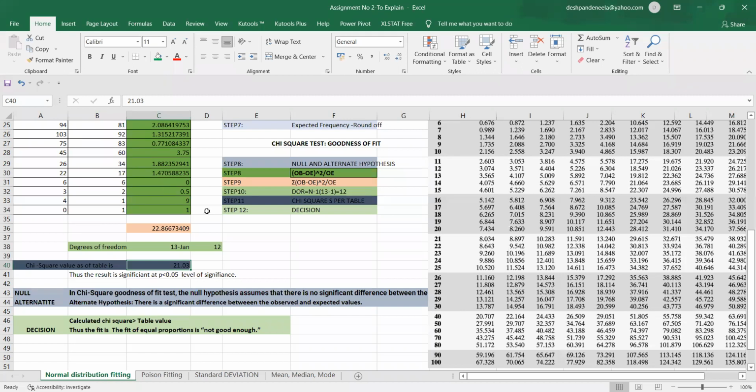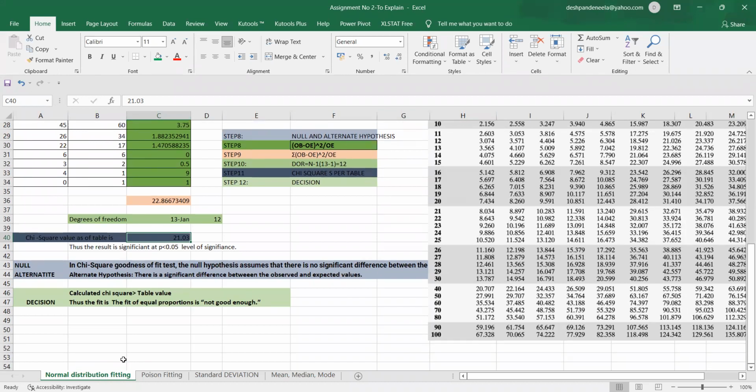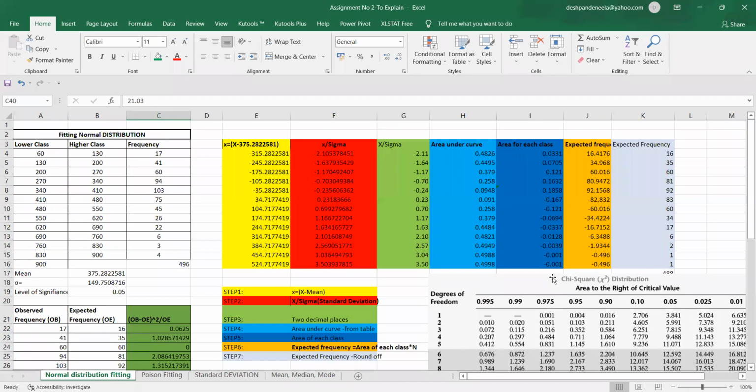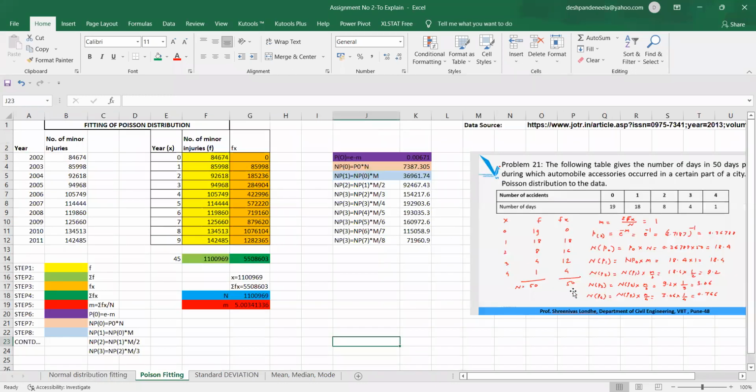That is how you fit a normal distribution and check whether it is a fit or not through the chi-square test, that is goodness of fit. So these things you have to do for normal distribution fitting. Now this is the first problem. Now let us go for the second one, in which we are going to fit a Poisson distribution. The earlier one was normal distribution. Now we will go for Poisson.